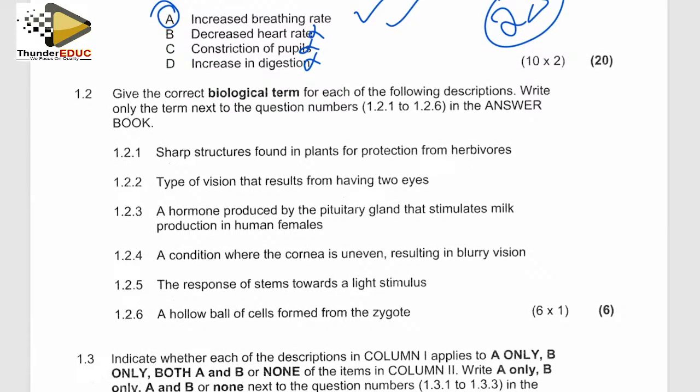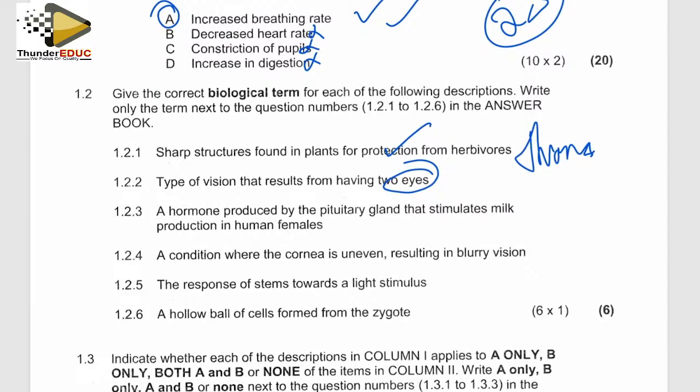They're saying give the correct biological terms. A sharp structure found in the plant for protection. We also discussed this, and we said that these are thorns. The type of vision resulting from having 2 eyes. They're not talking about depth perception, they're just saying using 2 eyes, which is binocular. If it's depth perception, then you can talk about stereoscopic, but here binocular can also be correct.